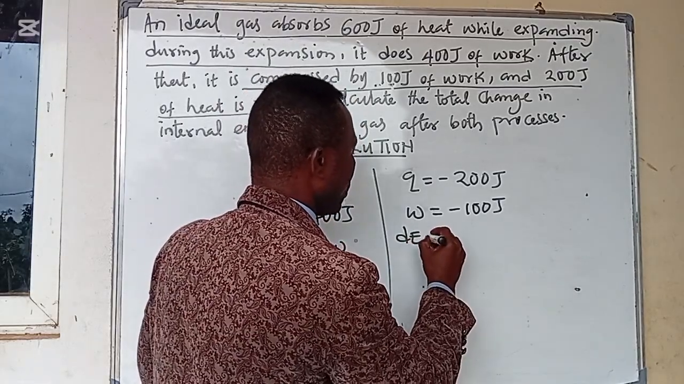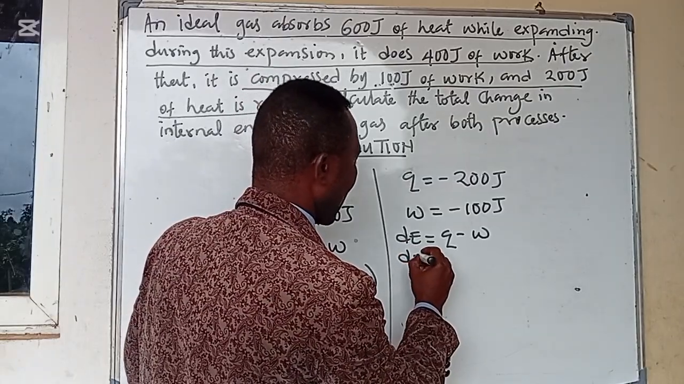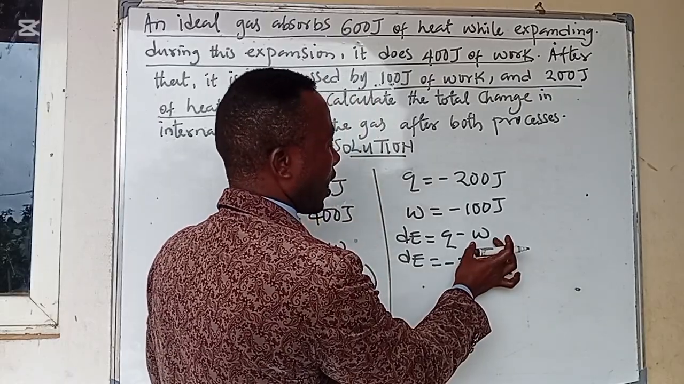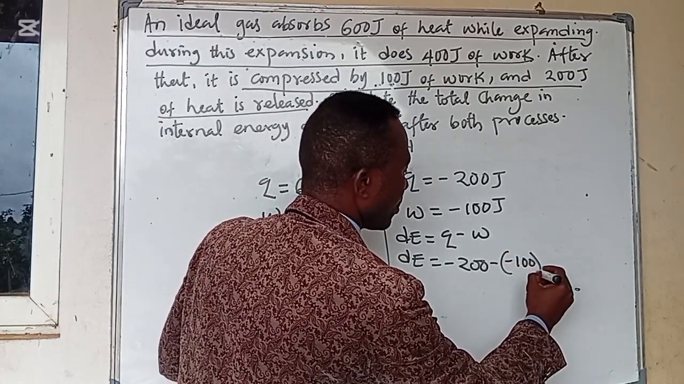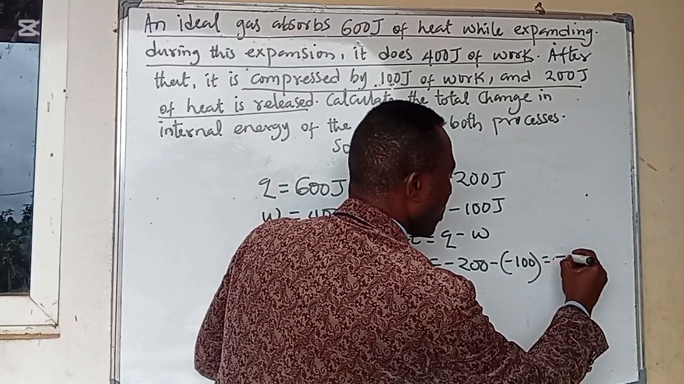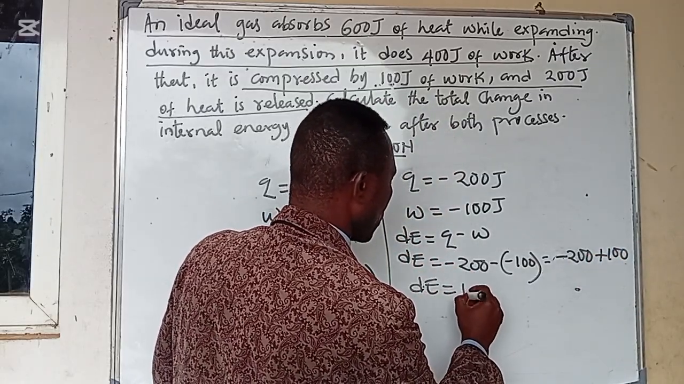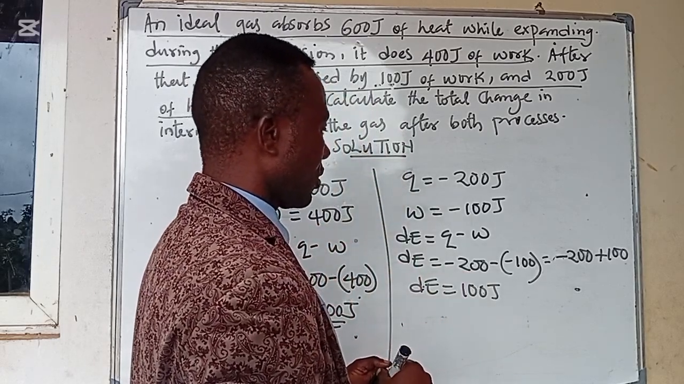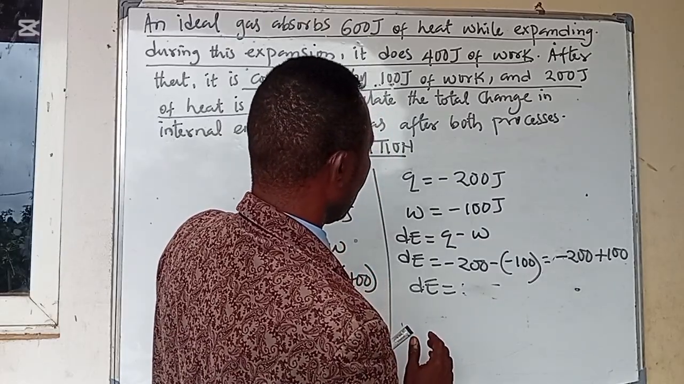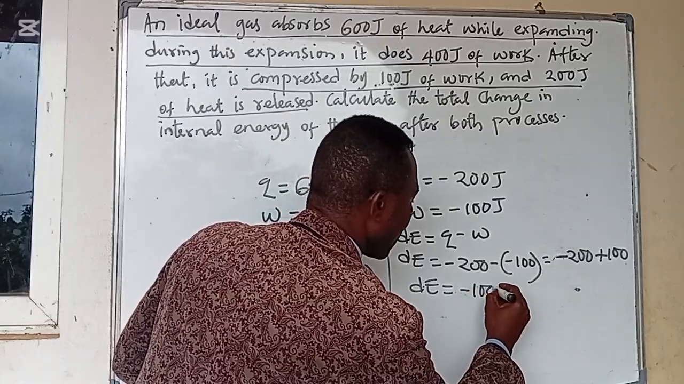Then change in internal energy will be equal to heat minus work. That means change in internal energy will be heat, which is minus 200, minus our work, which is negative, minus minus 100. That will give us minus 200 plus 100. So the change in internal energy becomes minus 100 joules.